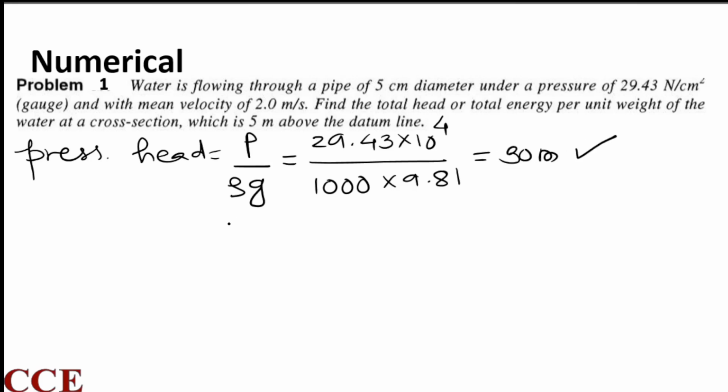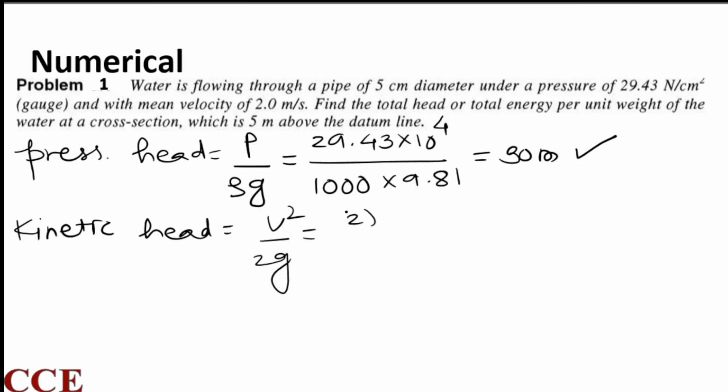Please calculate the value. Then we need to find out the kinetic head. It is equal to V square by 2G. So V is 2, so 2 square over 2 into 9.81. So the value is 0.204 meters. And the third one was the datum head. So Z value is already given, 5 meter above the datum line.